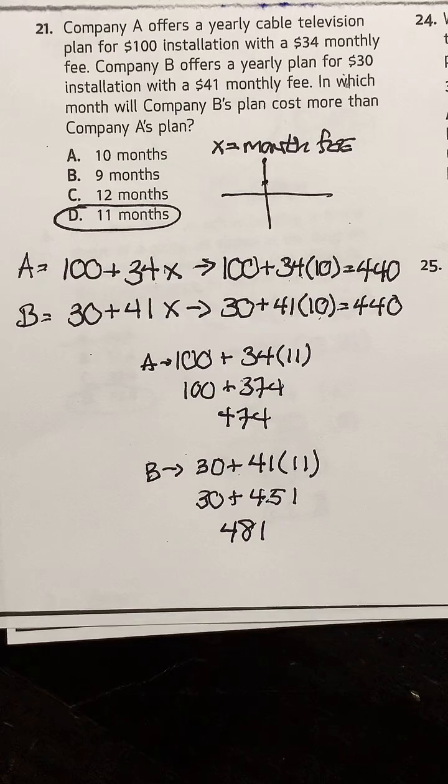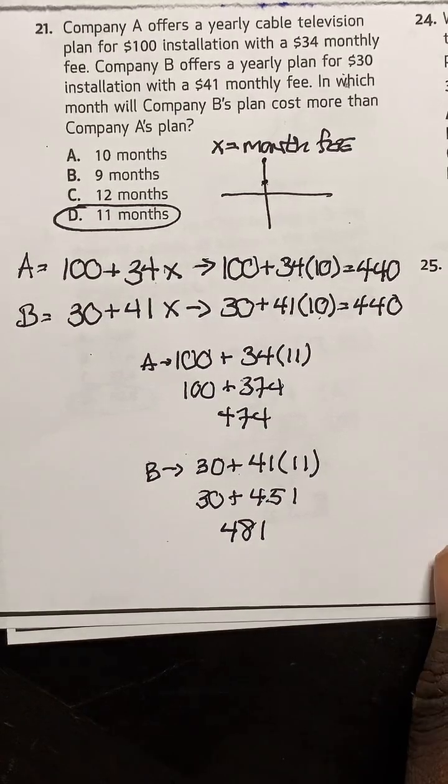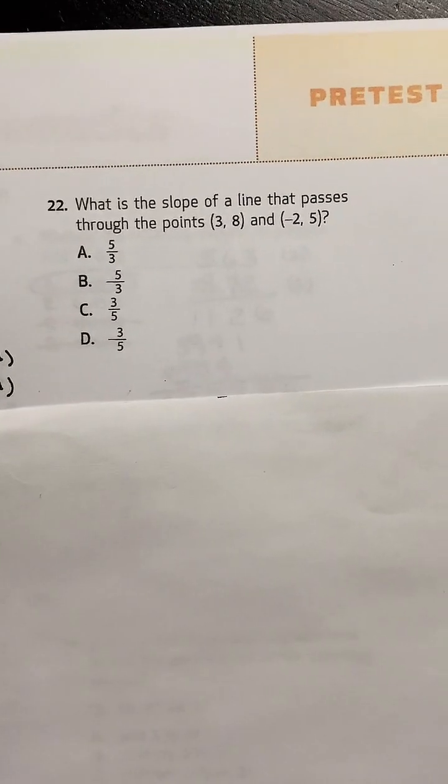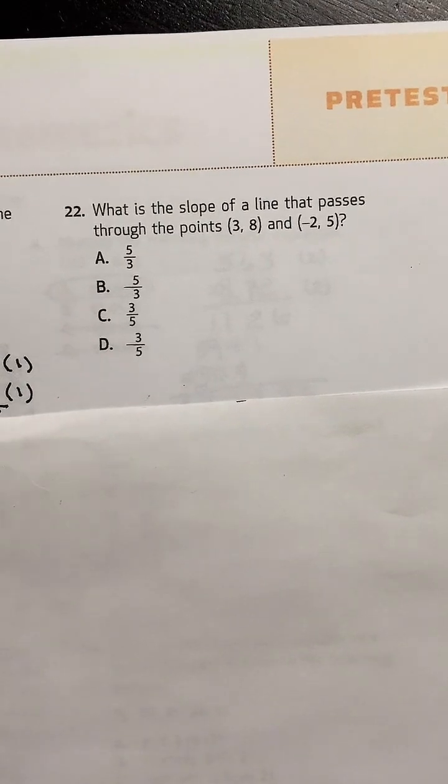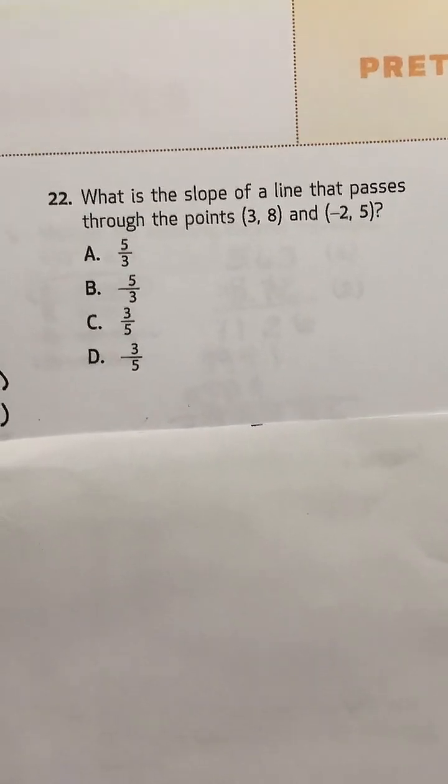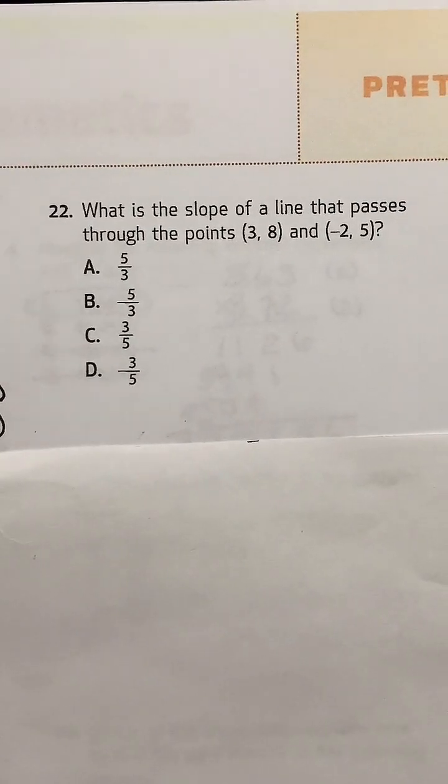You're here to pass the ASVAB? Definitely. Okay? So here's my thing, because we're about to go on to the next part. And this is the part that screws a lot of people up with the GED and the ASVAB. Okay? So let me see if I can make this a little bit bigger. Okay, what is the slope of the line that passes through (3, 8) and (-2, 5)? Slope.